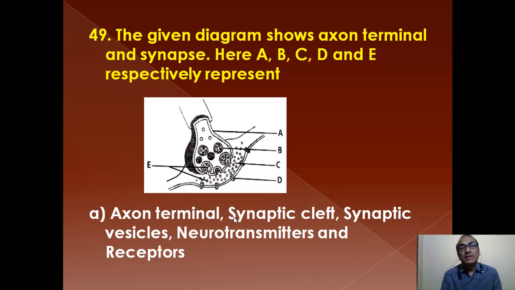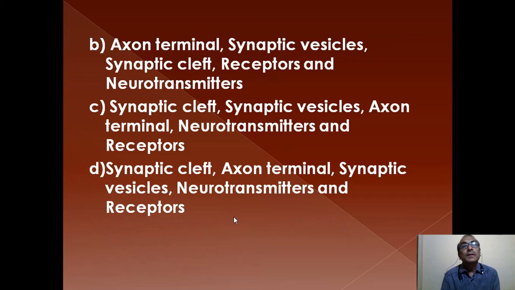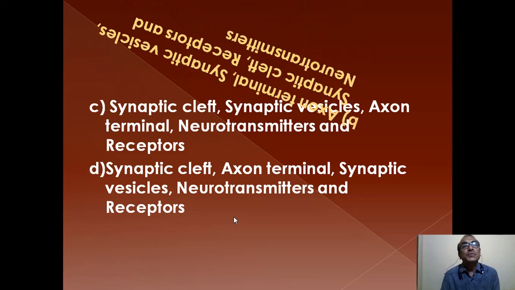So we know that it should start with axon terminal A and it should end with the neurotransmitters. Let's see. Option A, axon terminal, synaptic cleft. B is not the synaptic cleft, that is the synaptic vesicle, so A is not correct. Option B, axon terminal, synaptic vesicle, yes, then synaptic cleft, receptors and neurotransmitters. So B is the right option.